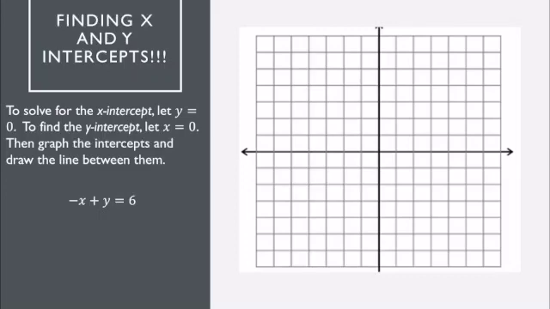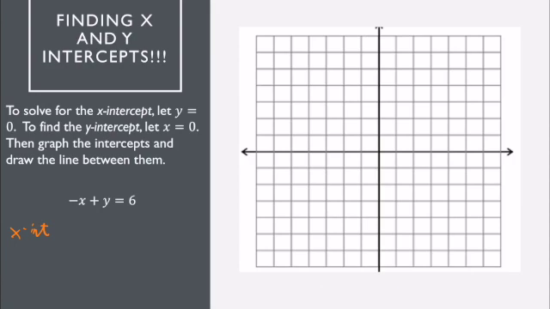Okay, so let's go ahead and solve for another x and y intercept. So remember, for x-intercepts I let y equal 0. For y-intercepts I let x equal 0. So let's go ahead and find the x-intercept of this linear equation right here, negative x plus y equals 6.